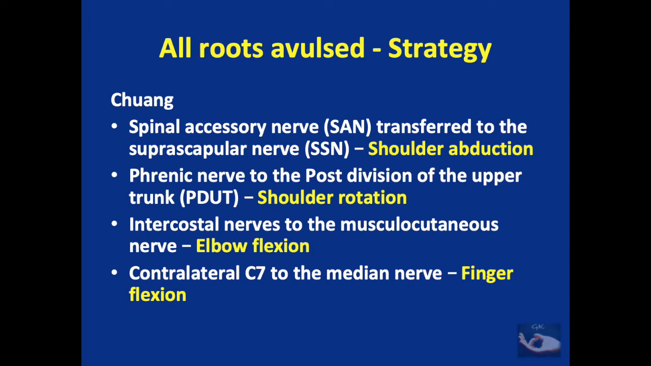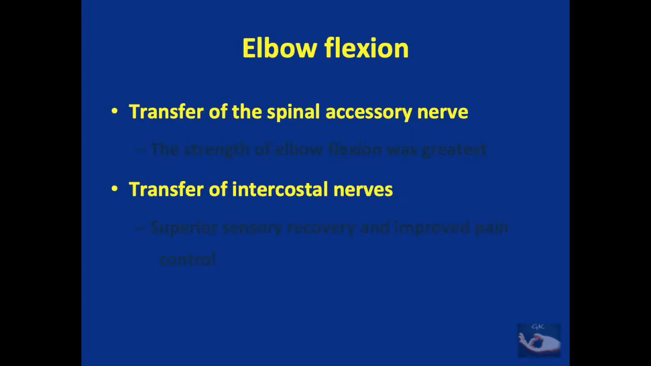Chuang has described the use of the spinal accessory nerve transferred to the suprascapular nerve to achieve shoulder abduction, the phrenic nerve transferred to the posterior division of the upper trunk for shoulder rotation, intercostal nerves to the musculocutaneous nerve for elbow flexion, and contralateral C7 to the median nerve for achieving finger flexion. As far as achieving elbow flexion is concerned, it can be done with transfer of the spinal accessory nerve using a nerve graft or with intercostal nerves without using a nerve graft.